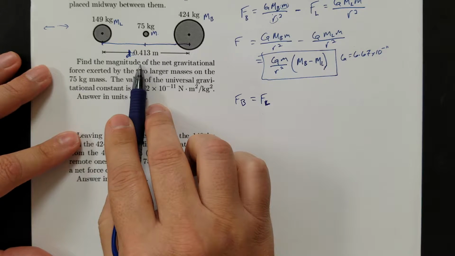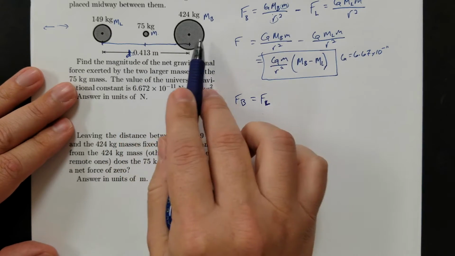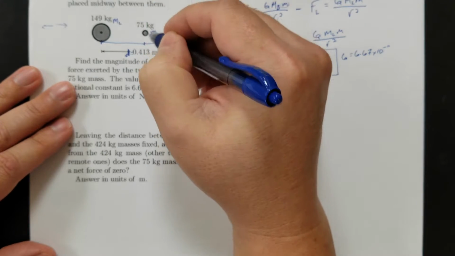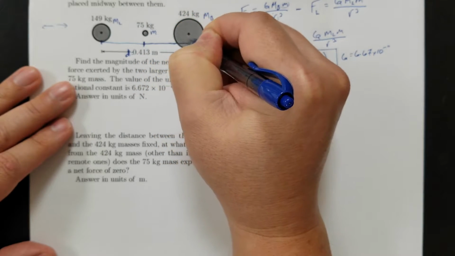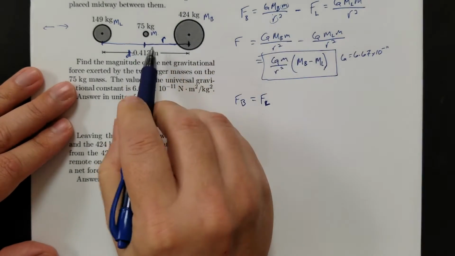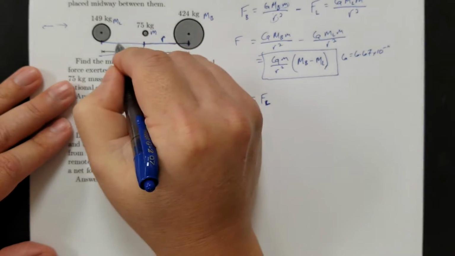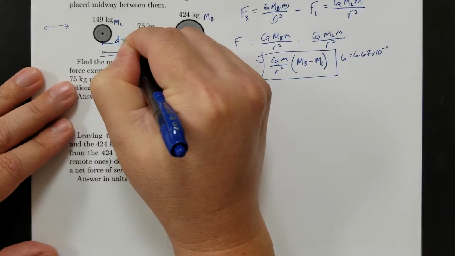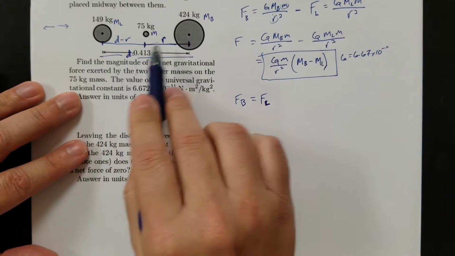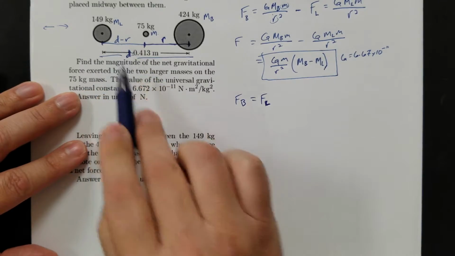And then I'm going to call R the distance from the big one, right? So now I'm doing this differently. So now I'm going to call the distance from the big one R. And that means that if this whole thing is D, and this is R, over here, this distance is D minus R. Okay? So distance from the big one to there is R. Distance from the little one to there is D minus R.